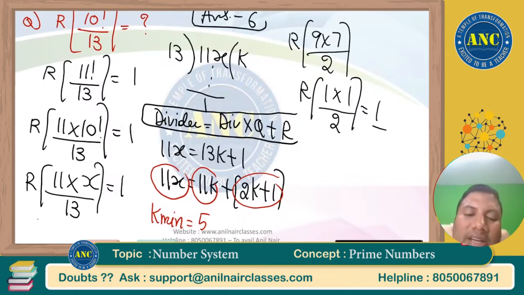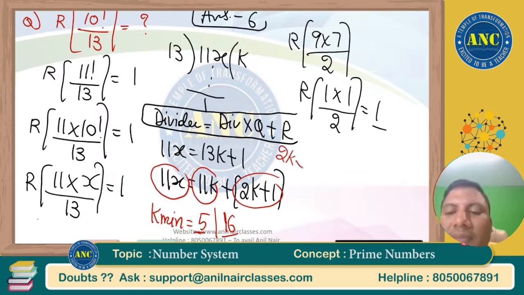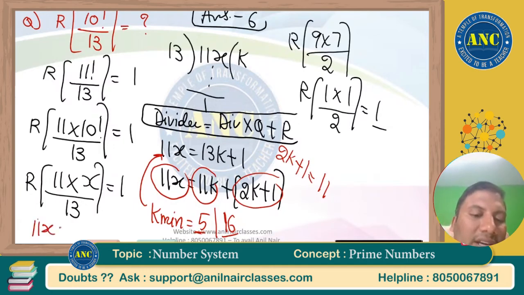Sir, can't I take the k value 16? Yes, that also you can take. That will give the same answer. 2k plus 1 equals 11, so the k value is 5. So 11x is 13 fives are 65, 65 plus 1, 66. X value is nothing but 6.